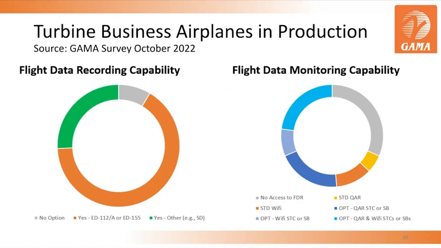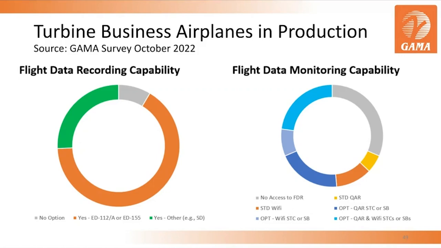But the rest of the data here, I won't step through the details, but the other two-thirds, 70-80% that you see up there on the graph, there's either just standard QAR, the quick access recorder, or the Wi-Fi enabled that just provides a nimble program.